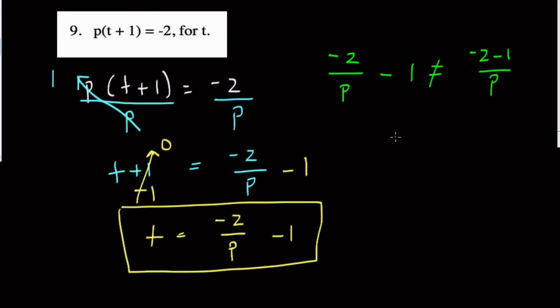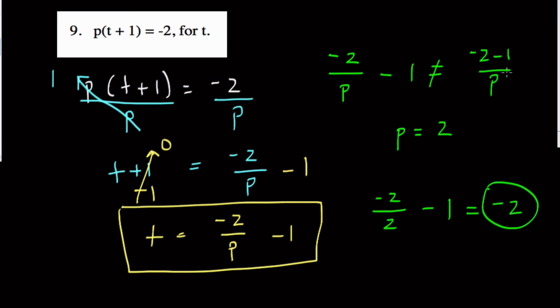So let's make up a number for p. Let's say p equals 2. Try not to, when you pick a random number, make it 1, because sometimes things will look like they're equal when they're really not. But let's pick 2. So we have, on this left side of the equation, if I say p is 2, we have negative 2 over 2 minus 1. Negative 2 over 2 is negative 1. Negative 1 minus 1 is negative 2. So that's what that would equal.